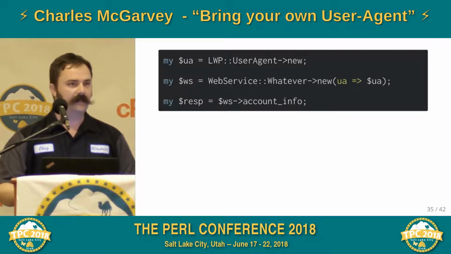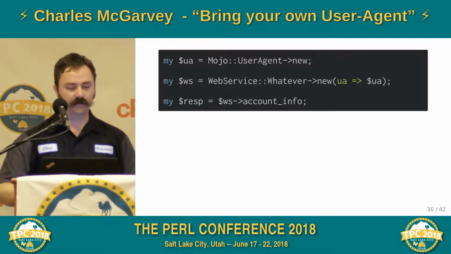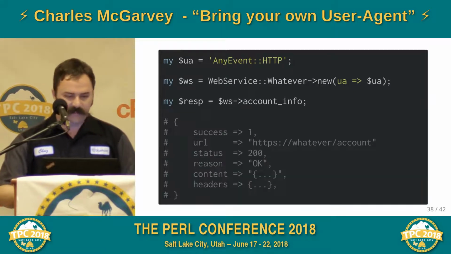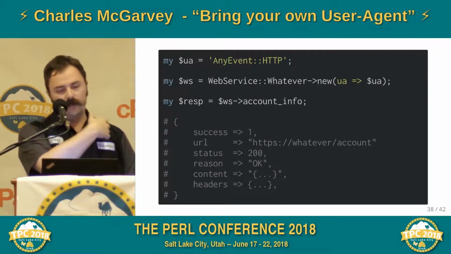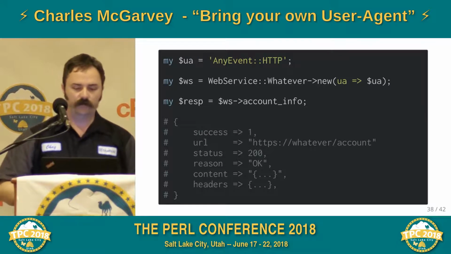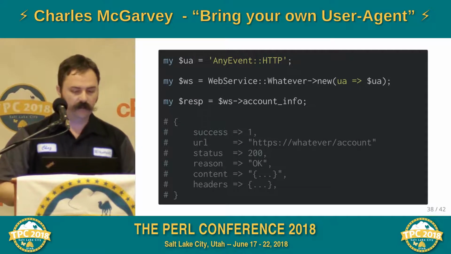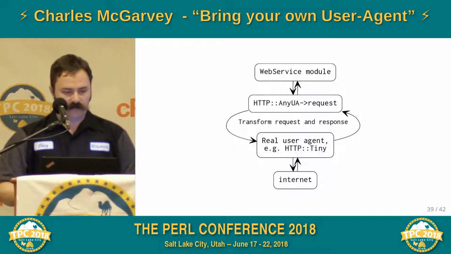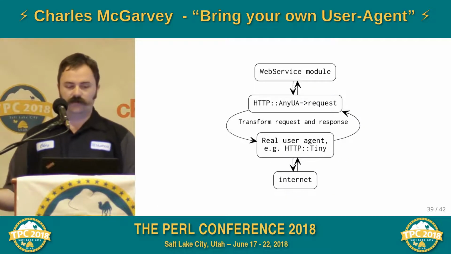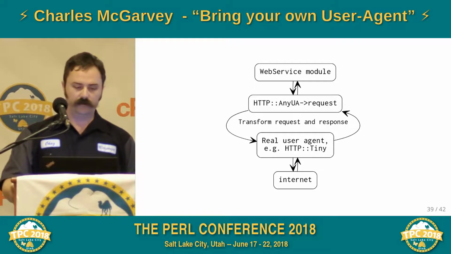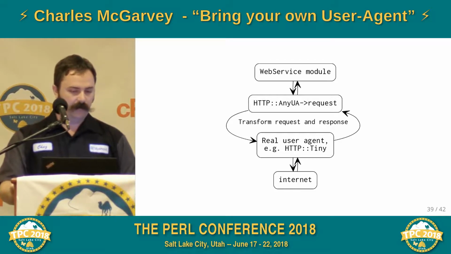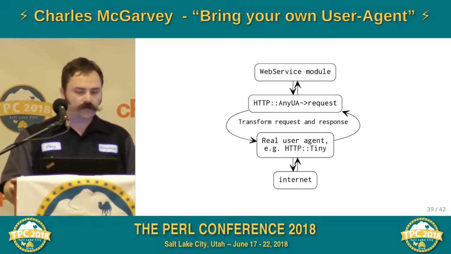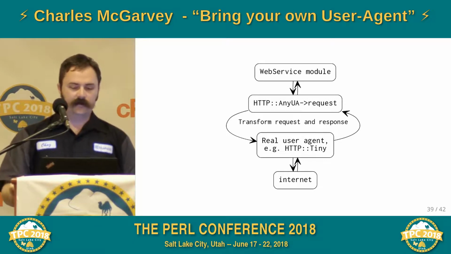I can use any user agent I want, which is awesome. Even this one, if I really wanted to. In my example account info, I'm just passing the raw response back through, but a real one would do something like decode the content and provide something useful. So this is what the pipeline looks like. The user uses the web service module. The web service module uses HTTP::AnyUA, and it does the transforming of the request and response to a real user agent. Right? It's just the adapter pattern.